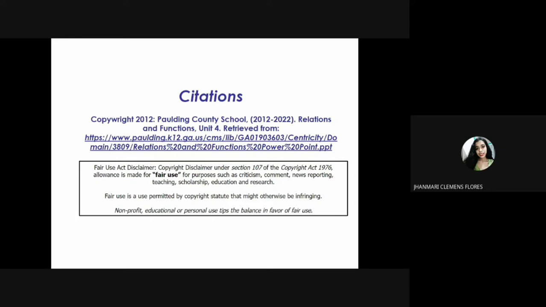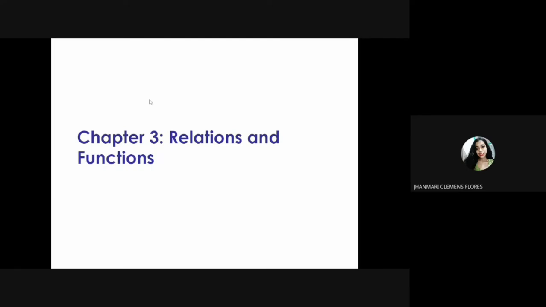First, I would like to have a quick disclaimer here. The content and the examples that you're about to see, I have based from the Paulding County School 2012 to 2022 Relations and Functions Unit 4. I got it from their page, and this is for fair use and academic purposes only. So it's just a citation. Thank you so much. Now we are going to start chapter 3, Relations and Functions.